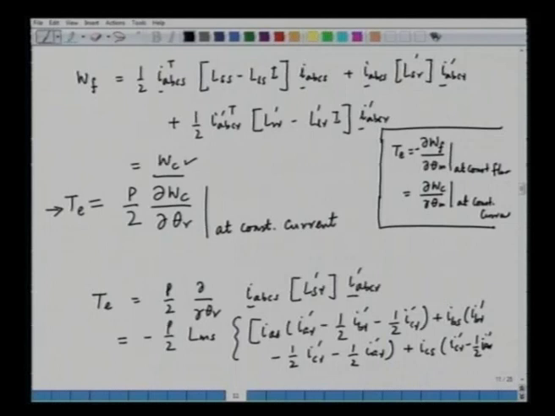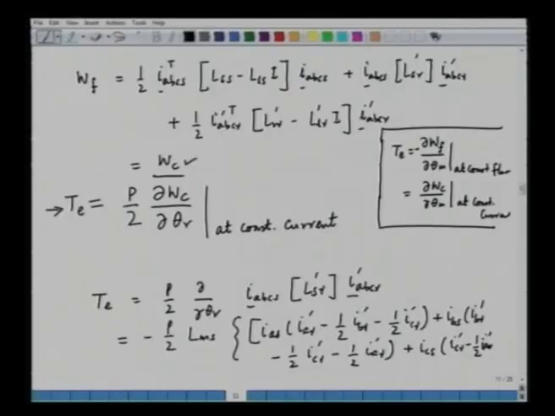Now, if we differentiate, this equation has three distinct terms. One is the self inductance part, that is L_SS minus L_LS into I. Now, we are subtracting the leakage because leakage flux does not help in the energy transfer. In other words, the leakage flux is not present in the coupling field. The coupling field is the field due to the mutual flux, the flux that links both the stator and the rotor.